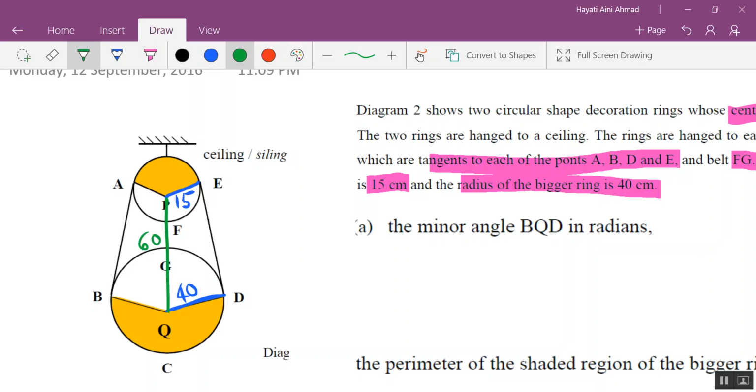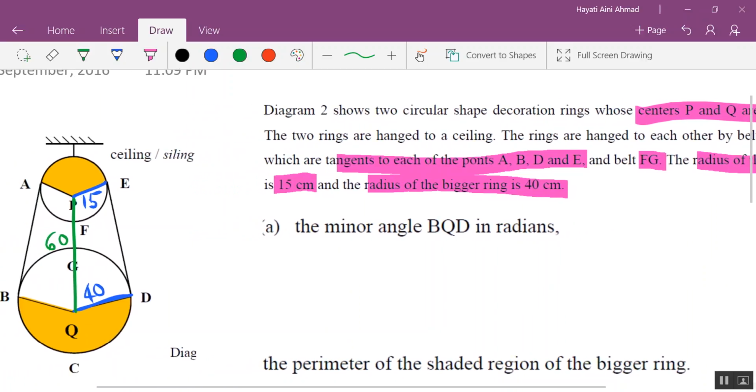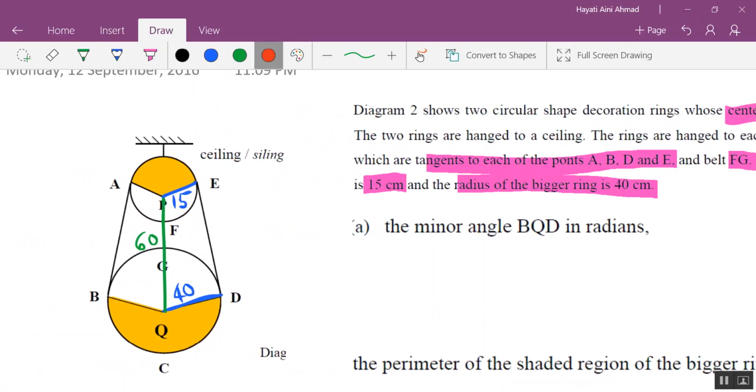And then when they say that the rings are hanged to each other by belts AB and DE which are tangent to each of the points, so once we get the word tangent, this should be 90 degrees and 90 degrees here, this one 90 and 90. So these two trapezium are congruent to each other, the same size with the same angle. And then the question asks you to find minor angle BQD in radians.